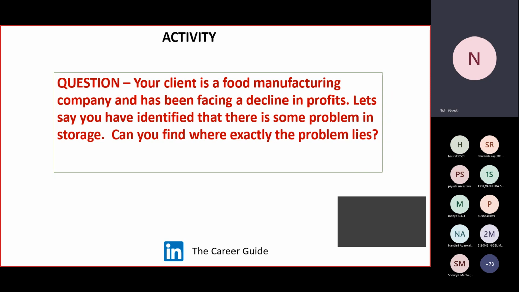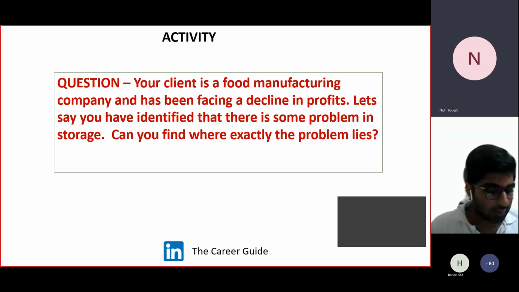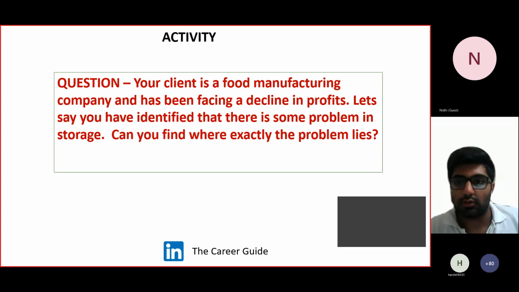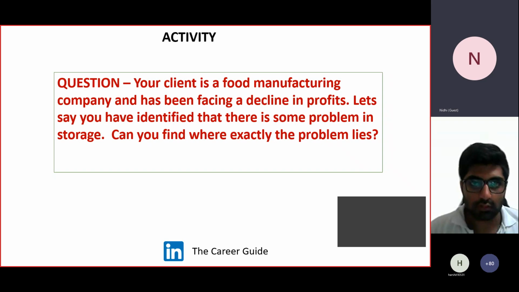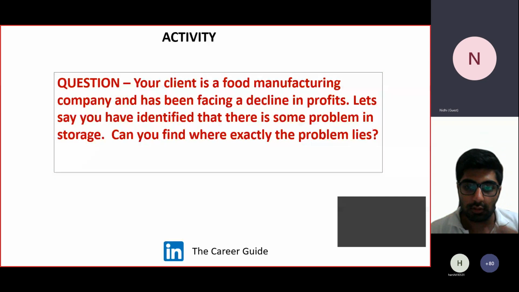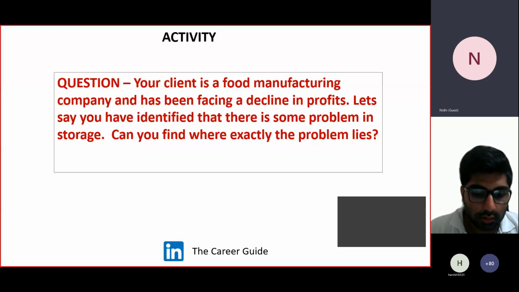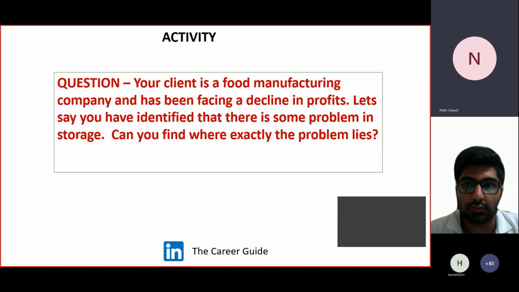Now just write in the chat box what you think. If there is a problem in storage, what kinds of problems could there be? You'll ask the interviewer, sir, if the problem lies here, take 1 minute and think about it and write in the chat box. Overproduction, capacity, storage overproduction. Mohit, can you just justify that? You can unmute yourself if you want to.